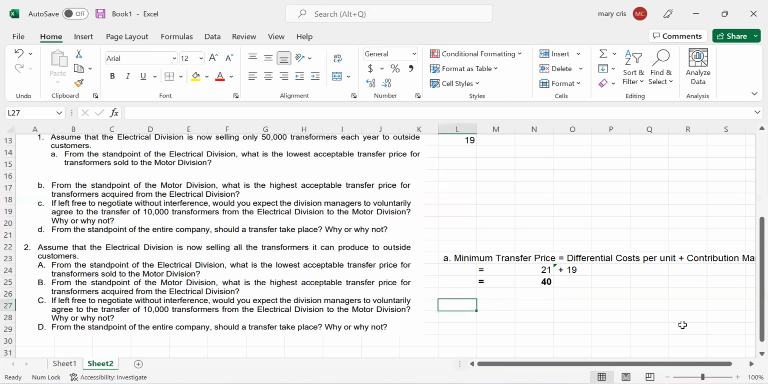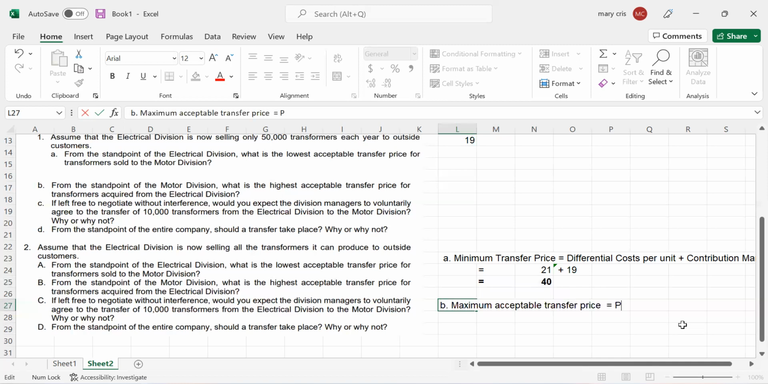What about letter B? From this standpoint naman of motor division, what's the highest acceptable transfer price for transformers acquired from electrical division? So, ito naman, maximum naman. Pila man ang maximum acceptable transfer price. So, still, the answer here would be 38 pesos kasi that's the amount that they can purchase the transformer from the outsider. So equivalent lang muna na yung pinakamahal na dapat nga transfer price ni electrical division. Muna na siya yung pinakamahal or pinaka ma-accept or madawat ra ni motor division nga transfer price nga i-charge sa iya ni electrical division.